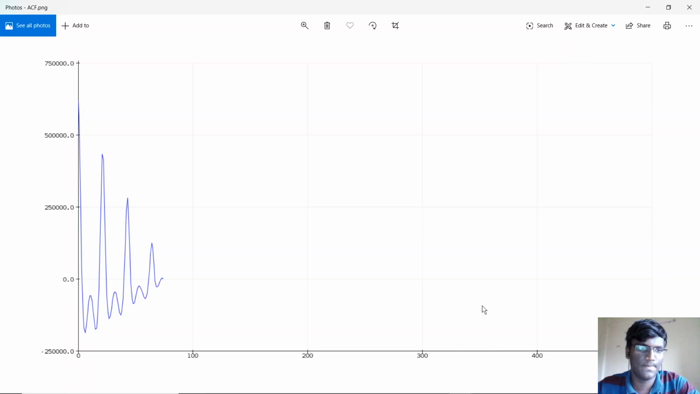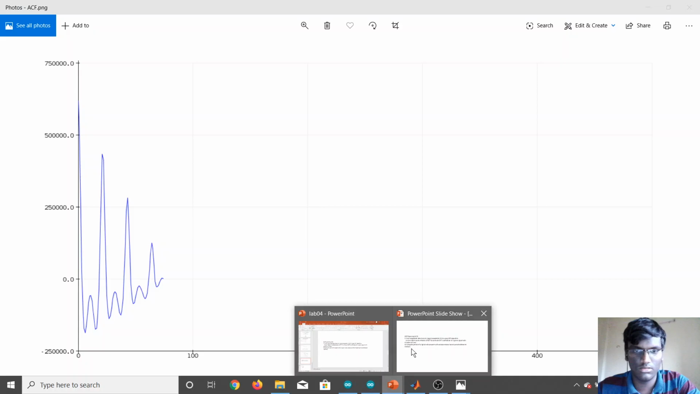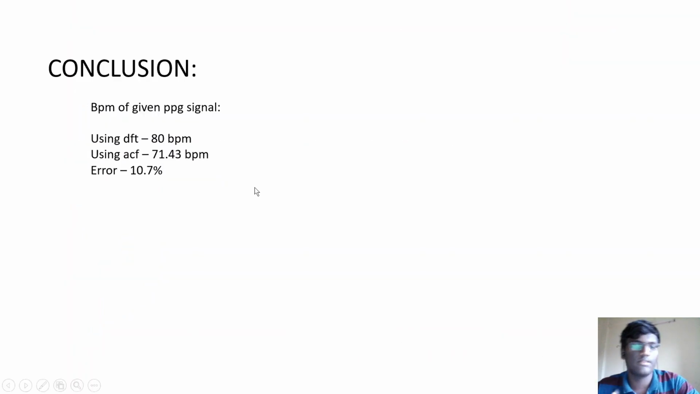So let's conclude. From the DFT method, the BPM of the given PPG signal is 80 BPM, and from the ACF, the BPM of the given PPG signal is 71.43 BPM. The error is around 10.725% between both of the methods.